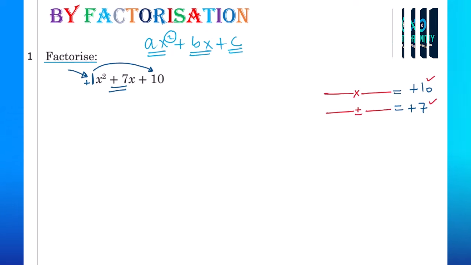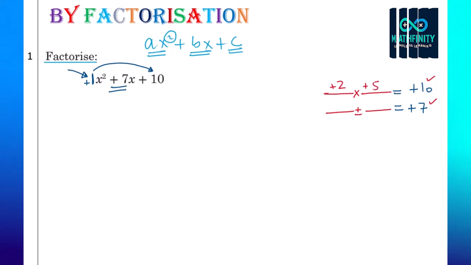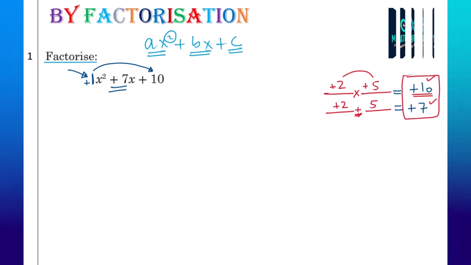So if we think positive 2 and positive 5, yes, when I multiply these two, I will get positive 10, and when I add them, positive 2 and positive 5, I will get positive 7. So these are the two numbers that fulfill these two conditions.